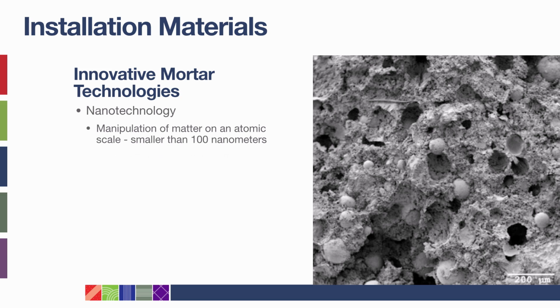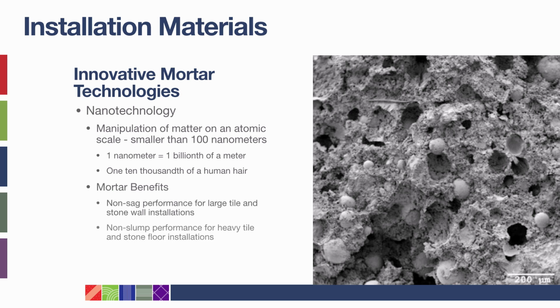By studying adhesion in nanometers, or billionths of meters, that is, units the size of 1/10,000th the width of a human hair, materials can be developed at these molecular sizes to improve non-sag and non-slump performance for large-format tile and stone, wall, and floor installations. This photo shows mortar that has been chemically fused to the substrate on the left side of this picture. Nanotechnology has allowed for more surface-to-surface connection, and thus a tighter bond between mortar and substrate.